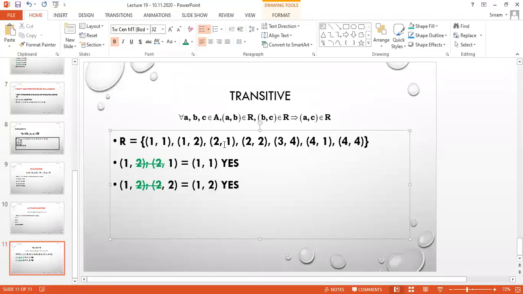Next, I am going to check the next one, 2 comma 1. Already we finished 2 comma 1 and 1 comma 2. But still, if you want, you can check. Already we finished here, 2 comma 1, so no need to check. Even if you want, you can check.